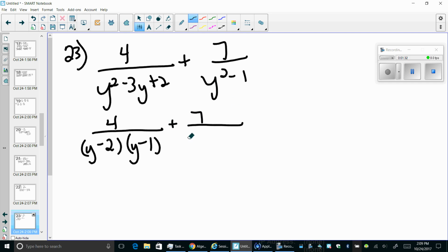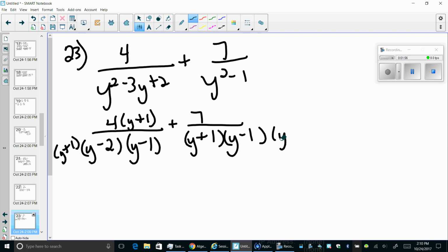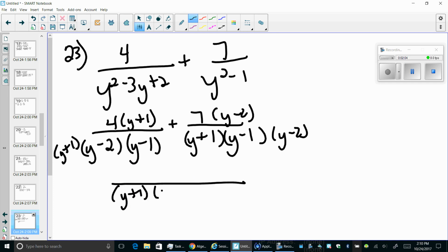And then y squared minus 1 would be y and y. This is a difference of squares, so it's going to have to be positive 1 and negative 1. Looking at the denominators, this one has a y minus 2 and a y minus 1. This one has a y plus 1 and a y minus 1. So this first one needs a y plus 1. Put it on the bottom and the top. And the second one needs a y minus 2.